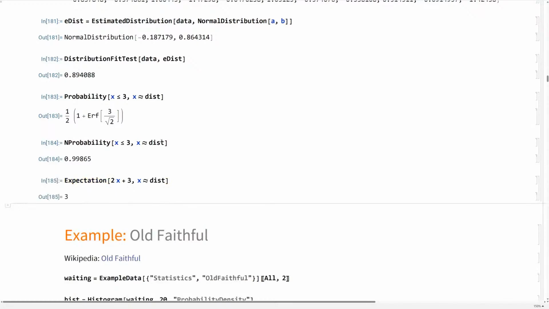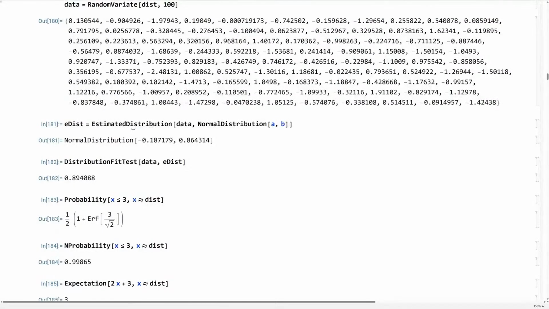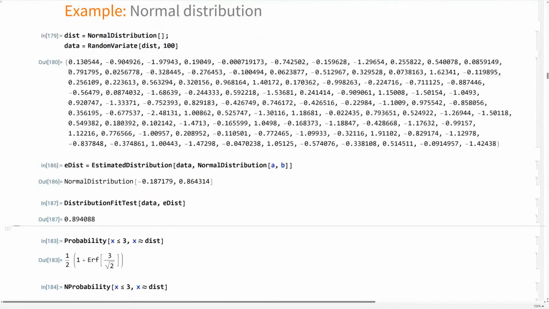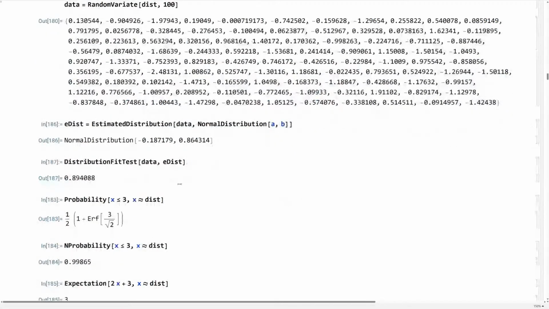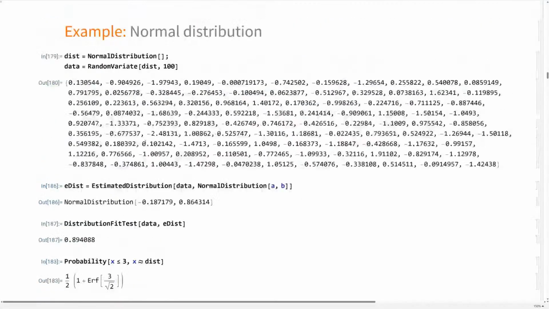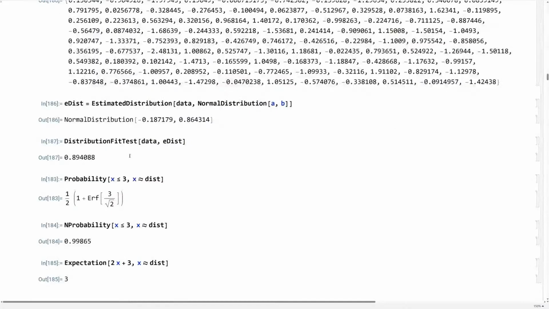We can also see the expectation of 2x plus 3 to be 3. And I do think this estimated distribution will be different every time we evaluate it. Oh, it's not. I guess this set of data might be a little bit over to one side. But with a different data set from the random variates, there is a lot of randomness in this. Sometimes it will do better, sometimes the data is not great. Then what can we do, right?